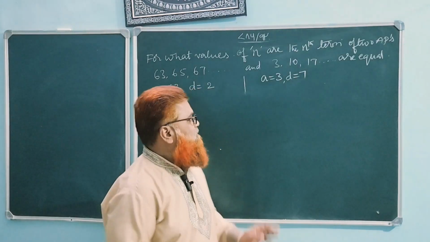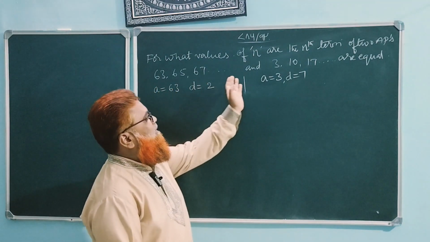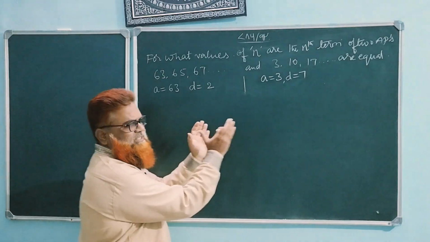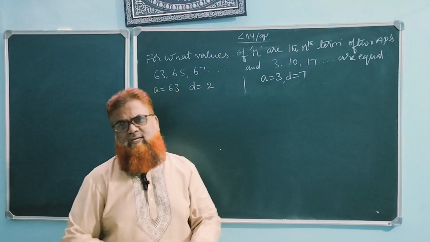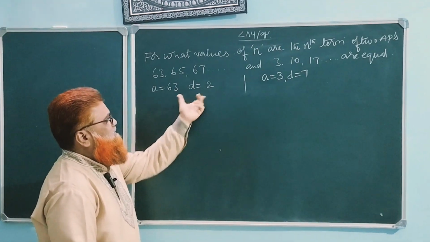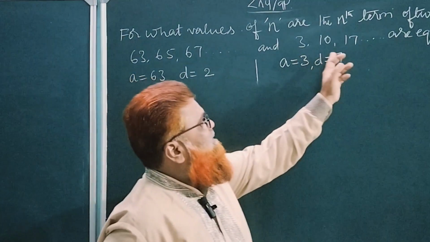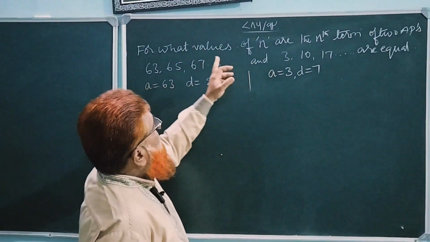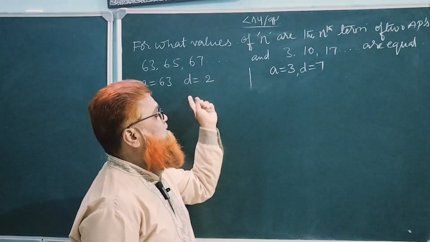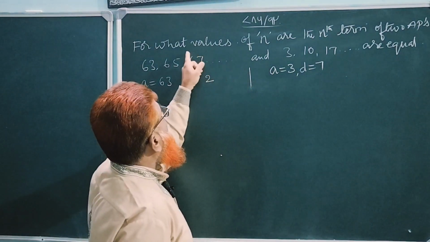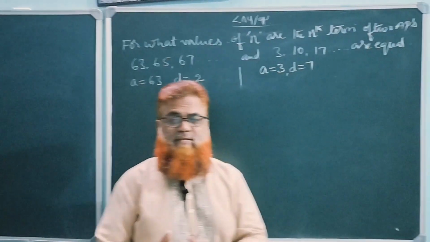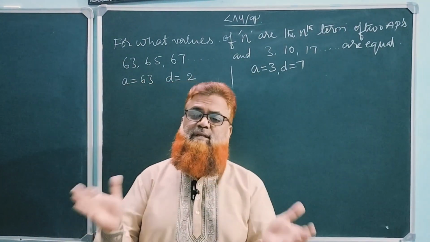Okay friends, now see here, I have taken another example for you. Here two progressions are given, 2 APs are given. One AP is 63, 65, 67, etc. Another AP is 3, 10, 17. The question asked is: for what values of n are the nth terms of both the arithmetic progressions equal?